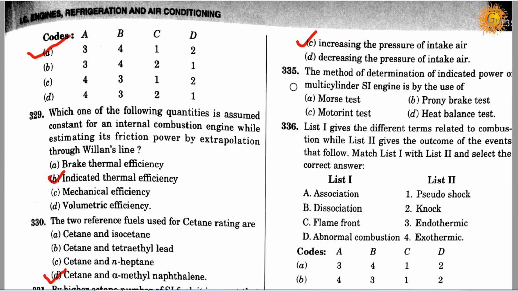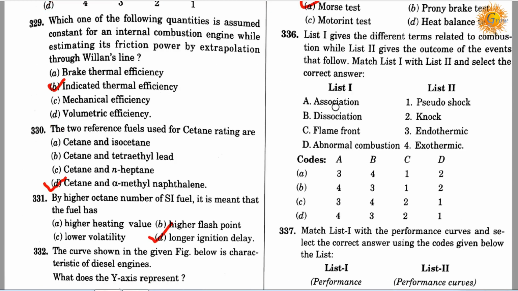Question number 335. The method of determination of indicated power of a multi-cylinder spark ignition engine is by the use of: option A, Morse test; option B, Prony brake test; option C, motoring test; option D, heat balance test. So the correct answer is A, Morse test.